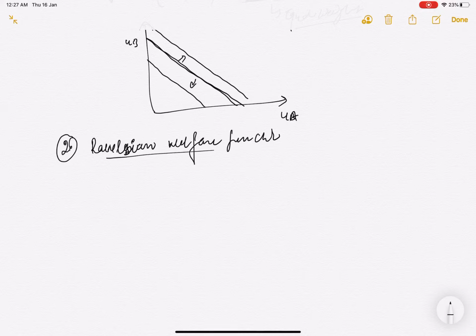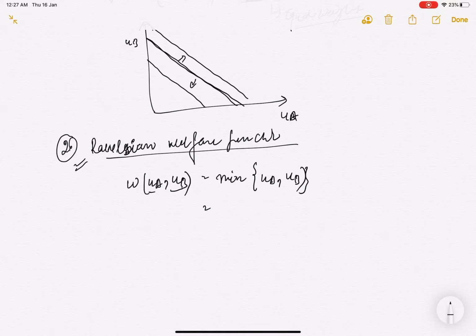So here the welfare of individual A and B depends on their utility, and the utility that they'll be deriving is a min function. In the Rawlsian case, it is a min function of utility A and utility B. So if it is min of 10, 10, then it would be 10. I'm just taking a numerical example to explain and make it clear to you guys. And if it is 10, 20, then it would be 10.